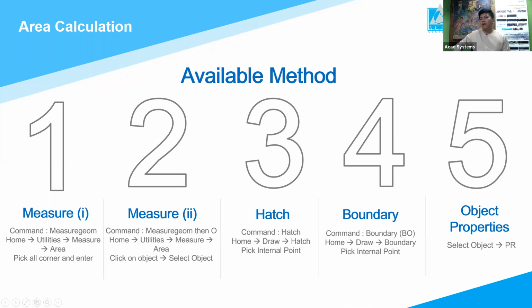But if you go with other software, for example you want to calculate a room area, and you use the proper software, which is Revit, it's much easier. But if you are dealing with a 2D drawing and want to calculate the area, these will be the available methods: Measure, hatching, boundary, and properties. So this will be the workflow, and maybe you can screenshot my screen later.